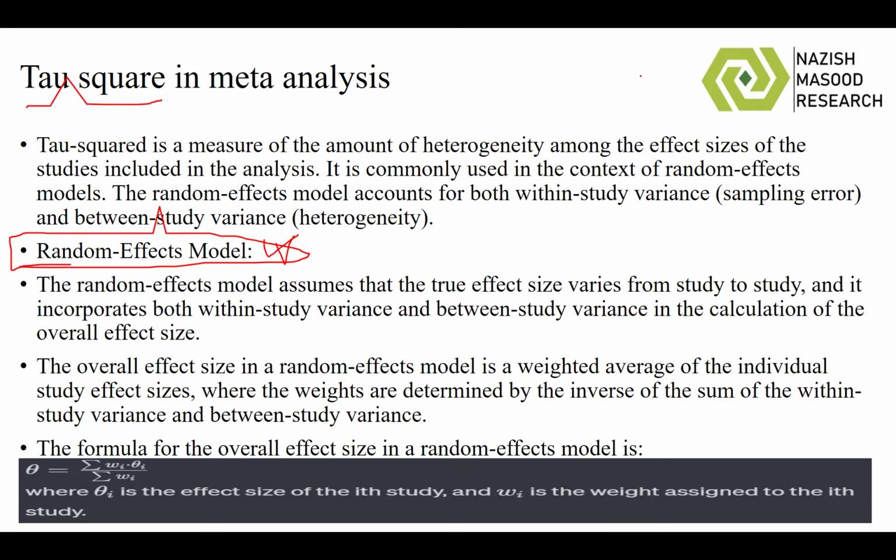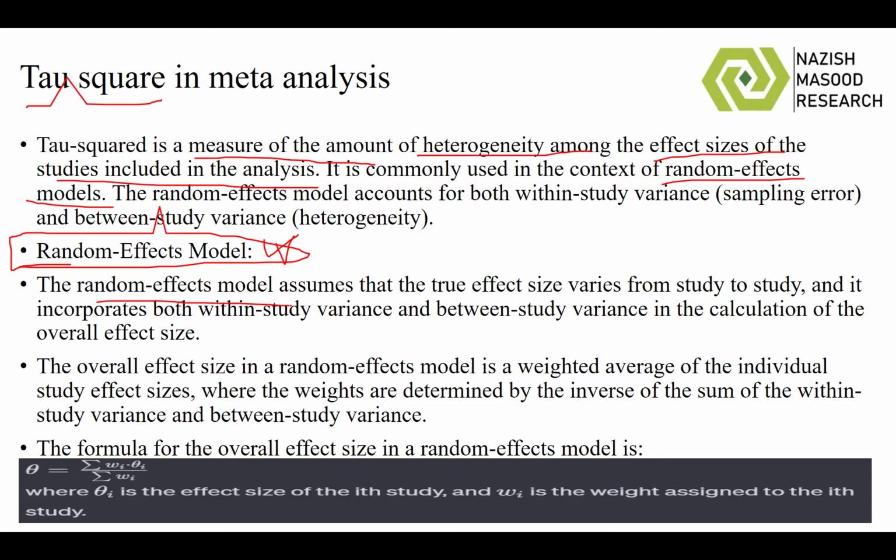First, I will delve into what is tau square. So tau square is a measure of the amount of heterogeneity among the effect sizes of the studies included in the meta-analysis, which is quite similar to what we talked about for Cochrane Q. But tau square is primarily applied when you're looking at heterogeneity in the random effect model. You then look at tau square, then tau square becomes significant.